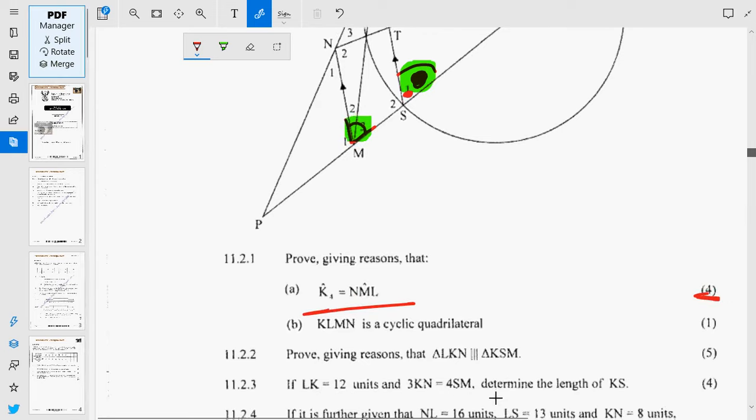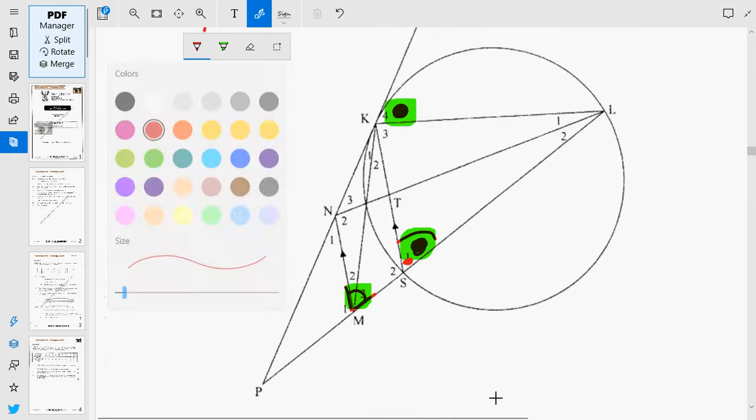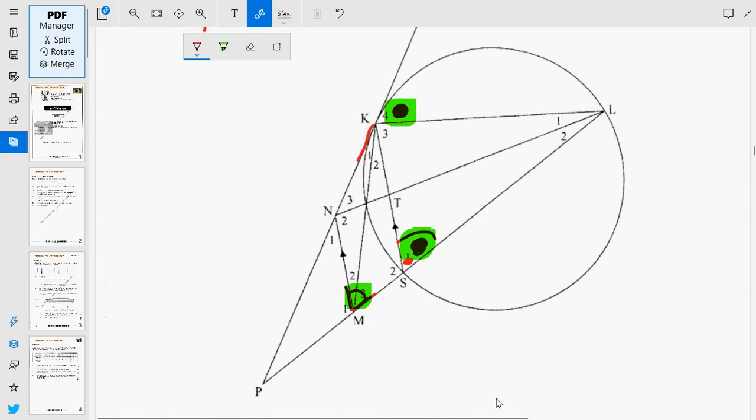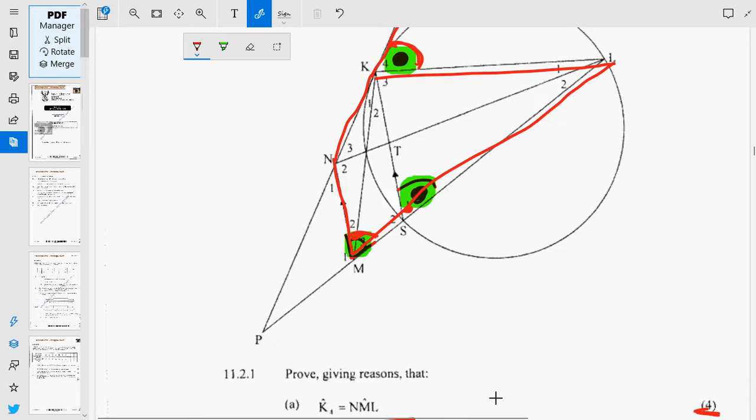The next one says prove that KLMN is a cyclic quad. So I want to prove that this is a cyclic quad. Now you can see that this green angle here is equal to this green angle here. So we have got the exterior angle equal to the opposite interior angle. So therefore, that is a cyclic quad. So let's move on.